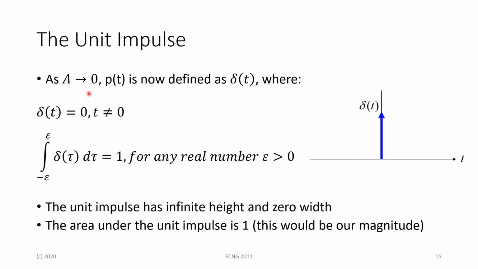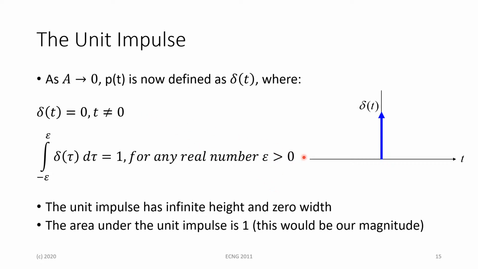So as a tends towards 0, and we obtain this g of naught value here accordingly, the rectangular pulse is now defined by delta of t. And delta of t is what we refer to as our unit impulse. Mathematically, delta of t is defined as equal to 0 for time not equal to 0, and the area under the unit impulse, if we integrate it accordingly to set limits, is going to be 1 for any real number eta more than 0.